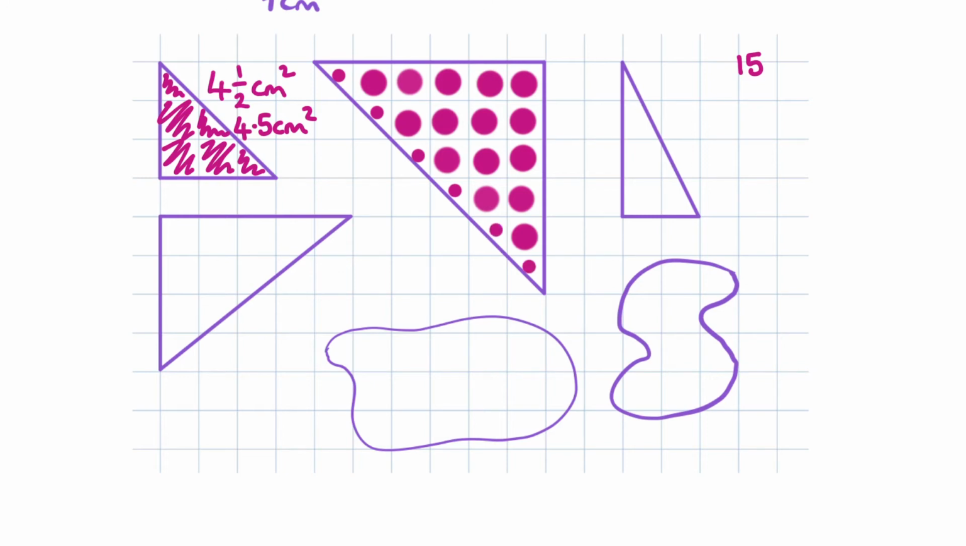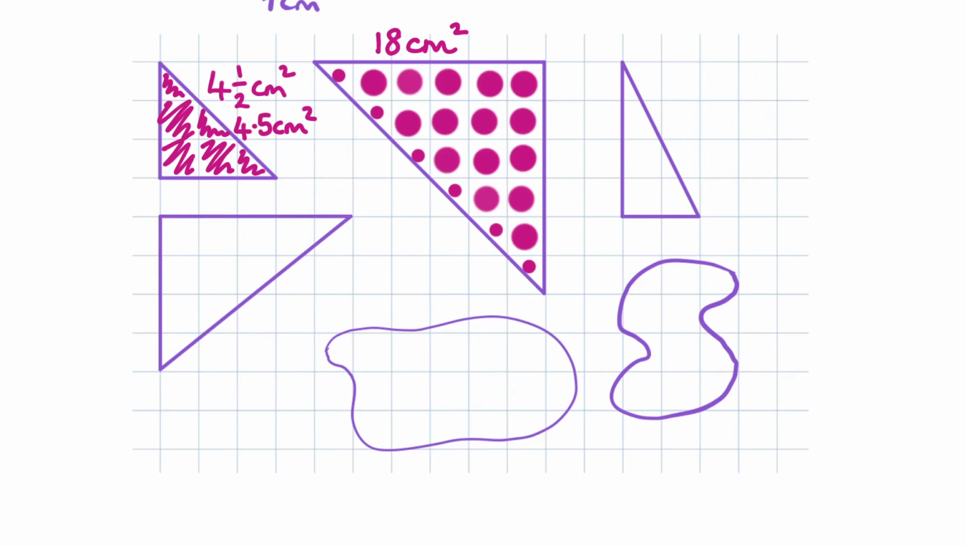So we can add 3 to our 15, and that gives us 18 square centimetres for this big triangle here. So I'll write that at the top, 18 square centimetres. Okay, now we're on to the more tricky ones.